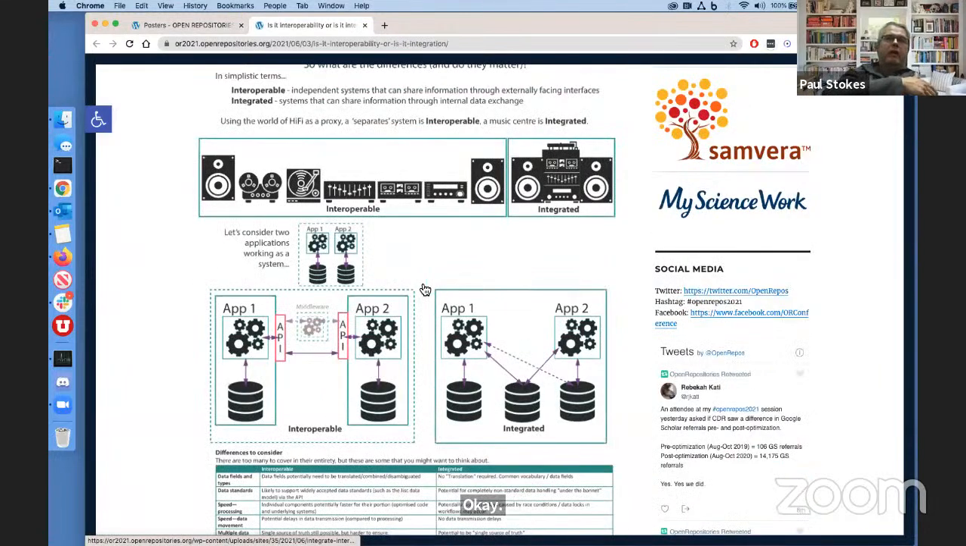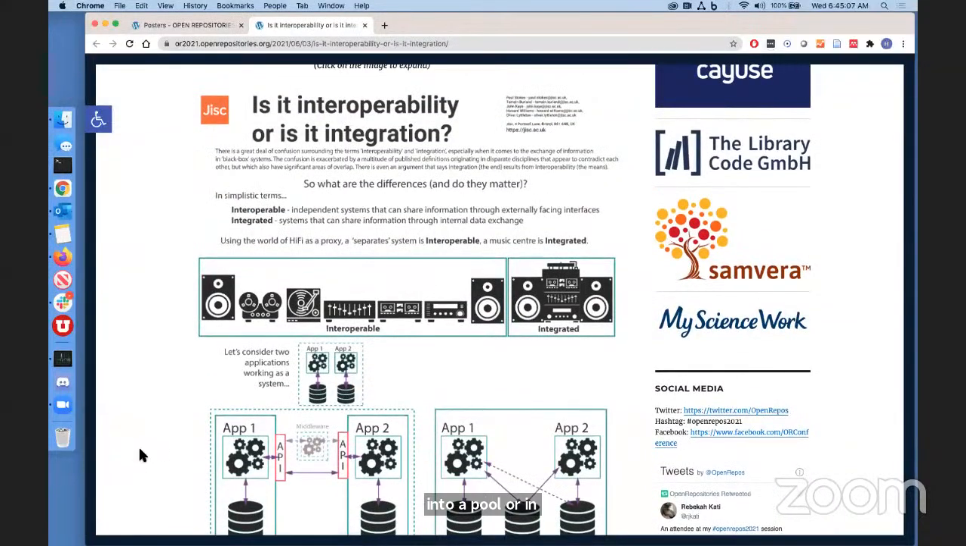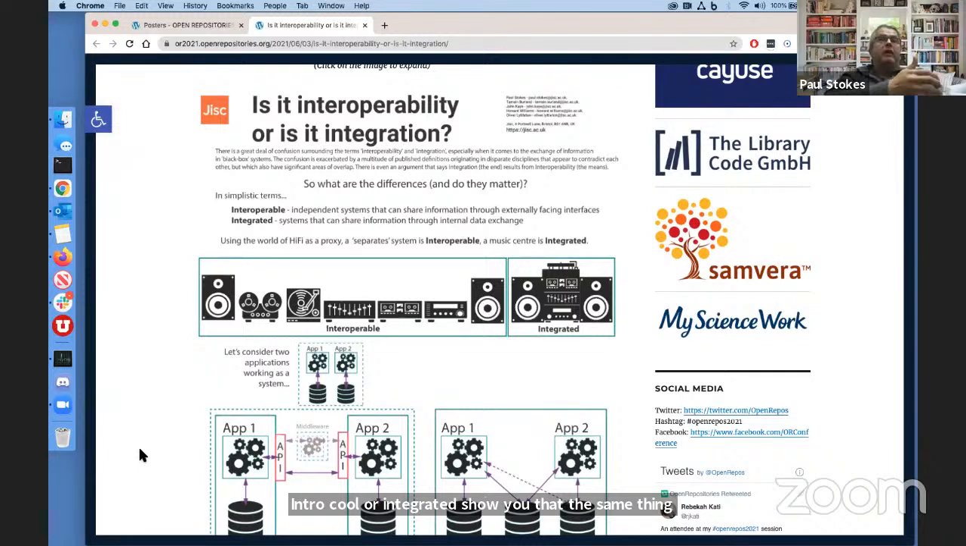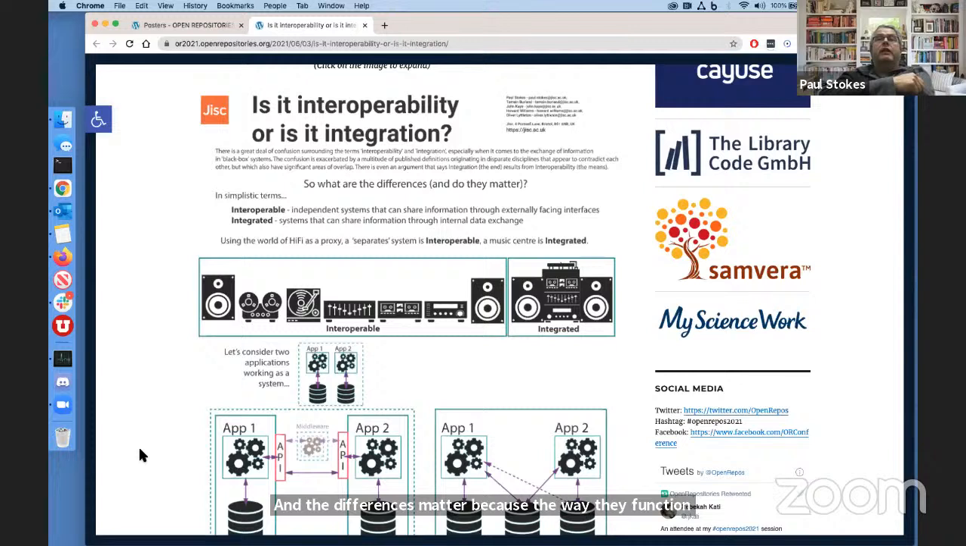Right. Interoperable or integrated? Surely they're the same thing. It's about systems that work together, isn't it? Well, yes, both relate to stuff that works together, but they're not the same thing, not by long chalk. And the differences matter because the way they function under the bonnet can lead to significantly different outcomes in the real world. There's uncertainty surrounding the terms because different communities active in the repository space have different, overlapping, and even contradictory understanding of the words.